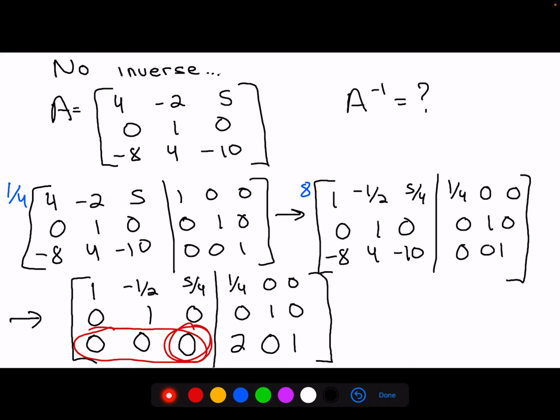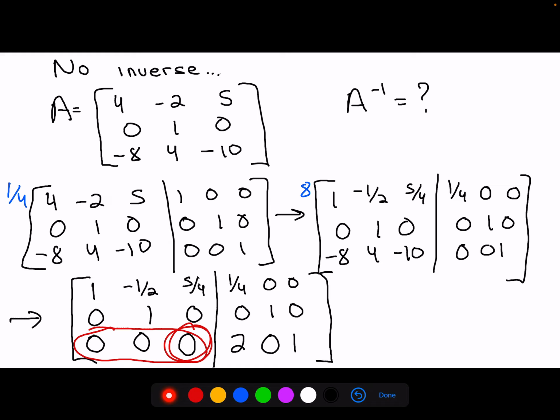So notice what happened in that third row. We got 3 zeros. In order for this to work, we have to have a 1 in row 3, column 3. But there is no way to get a 1 there. It's kind of like when you're solving equations and you have 0x, 0y, 0z equals a number. It's kind of like that where you stop and you go, well, this ain't happening.